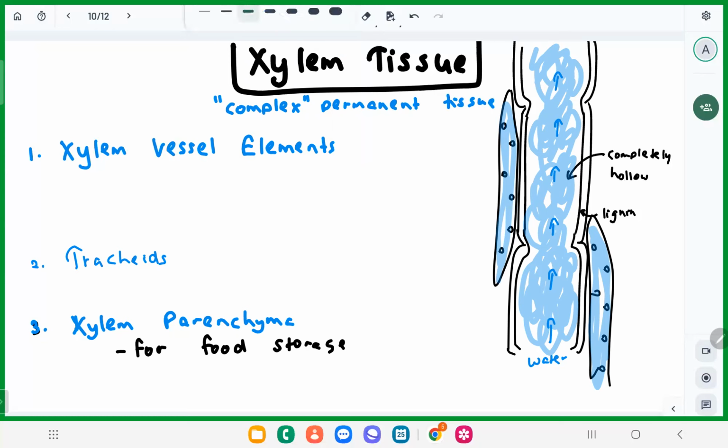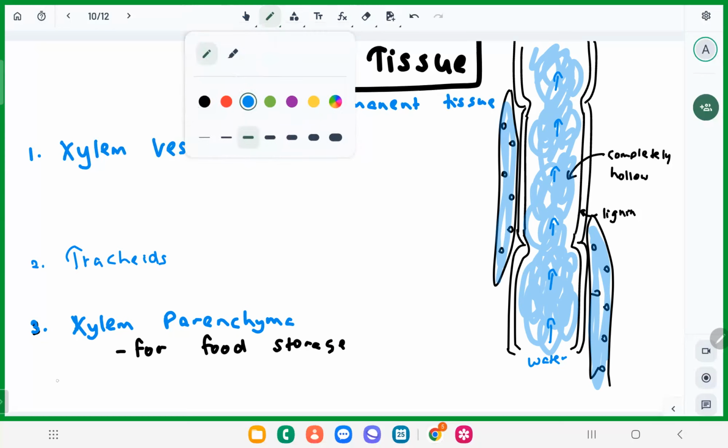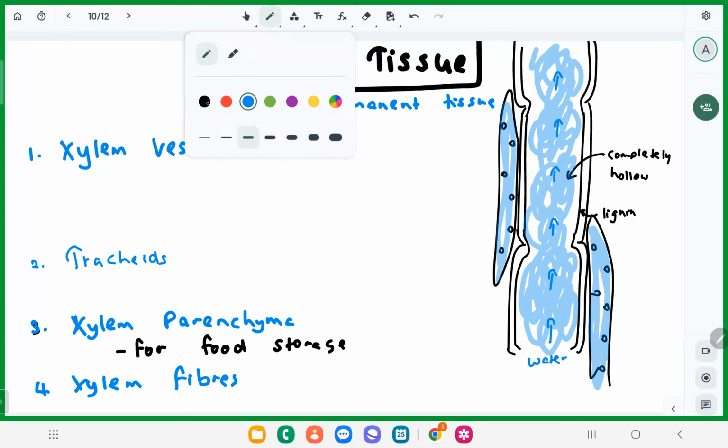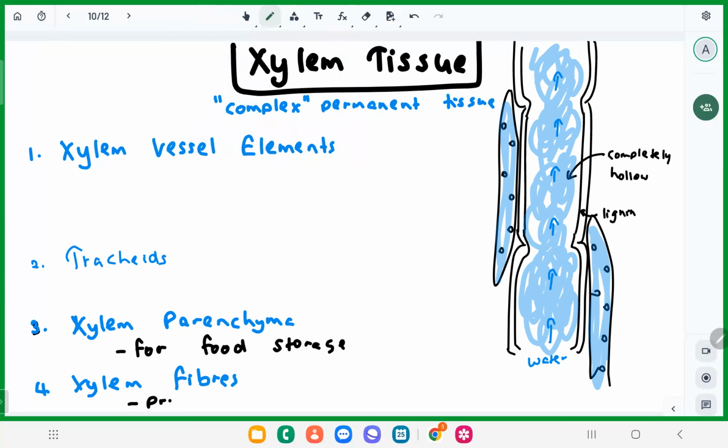And finally, the fourth type of cell found in the xylem tissue are the xylem fibers. So fibers are the long sclerenchyma tissues, and these xylem fibers provide support to this xylem tissue. So these are the four types of cells that are found in the xylem tissue. They are the xylem vessel elements, the tracheids, the xylem parenchyma, and the xylem fibers.